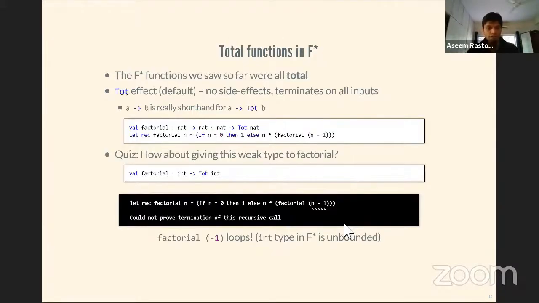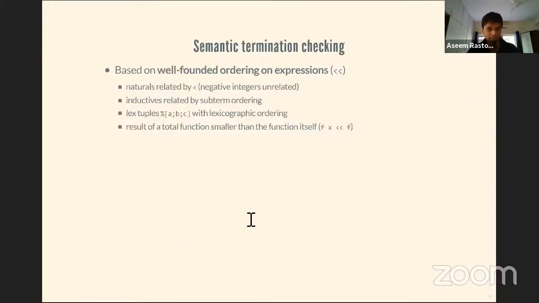So to disallow this kind of program, F* disallows writing an int arrow annotation on factorial. F* uses what is called semantic termination checking. What it means is that F* is going to enforce that your function must terminate on all well-typed inputs. So for that, F* imposes a well-founded ordering on expressions.